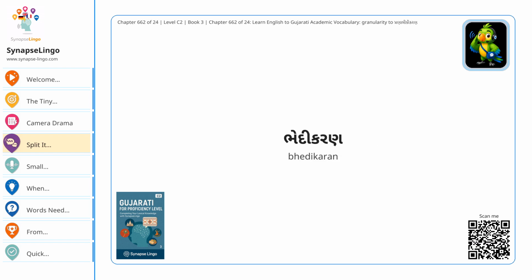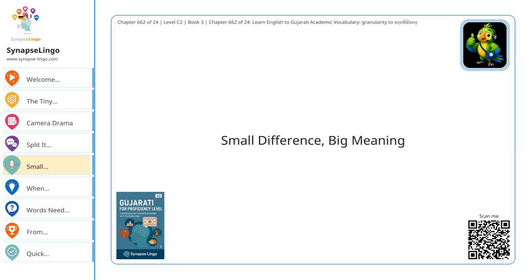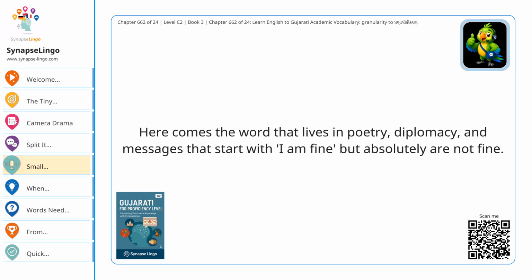Mini joke: ભેદીકરણ separates the socks by color. પ્રણાલિકીકરણ gives them labeled drawers. This is how civilization survives. Small difference, big meaning. Here comes the word that lives in poetry, diplomacy, and messages that start with, I am fine, but absolutely are not fine.